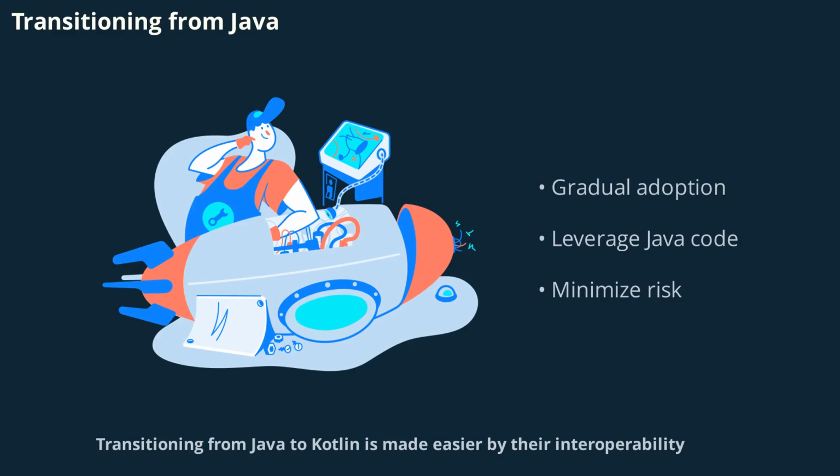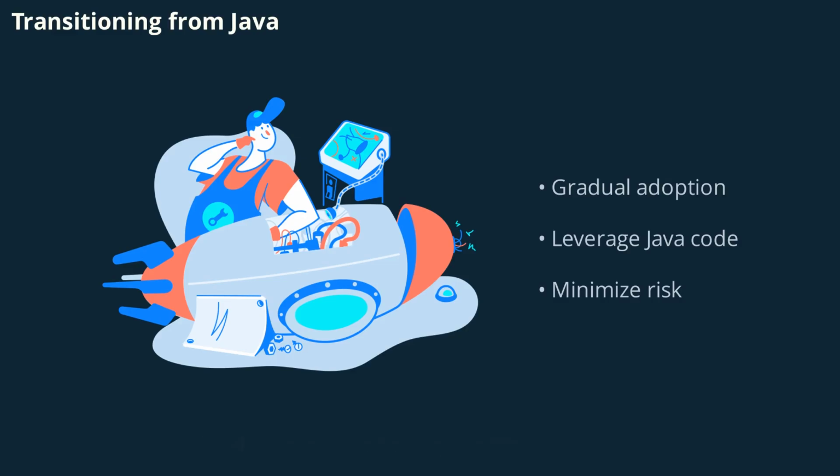Transitioning from Java to Kotlin is made easier by their interoperability. Developers can gradually adopt Kotlin in their projects, leveraging existing Java code and libraries. This flexibility allows teams to experiment with Kotlin's features without committing to a complete rewrite, minimizing risk and maximizing benefits.